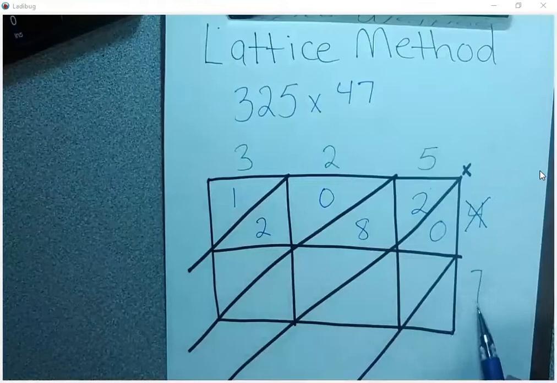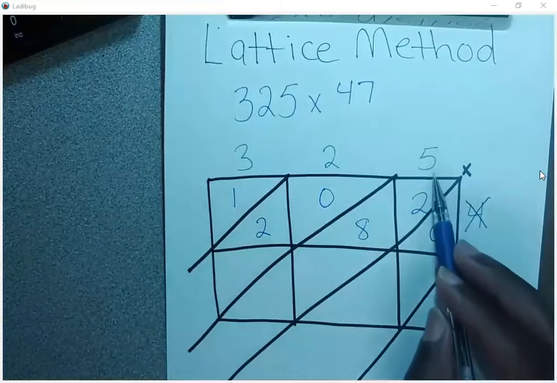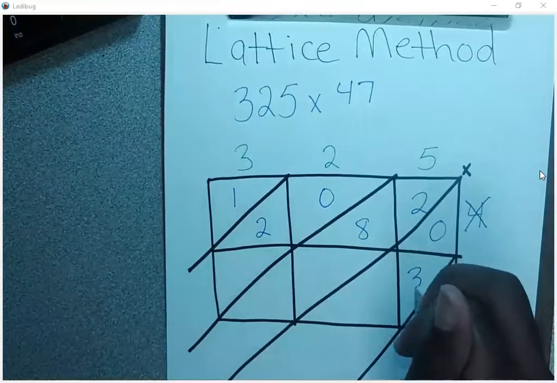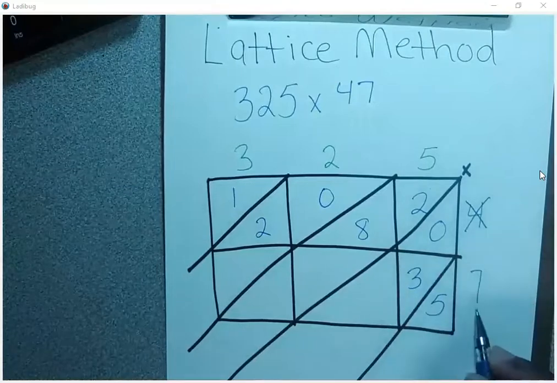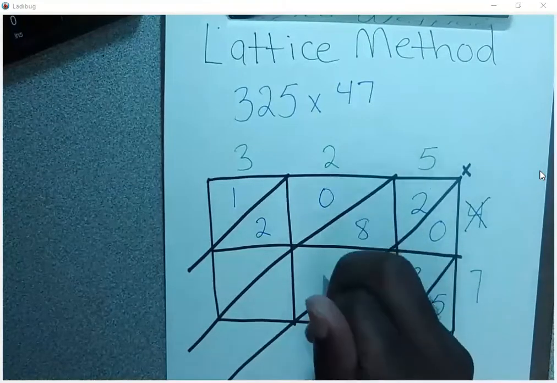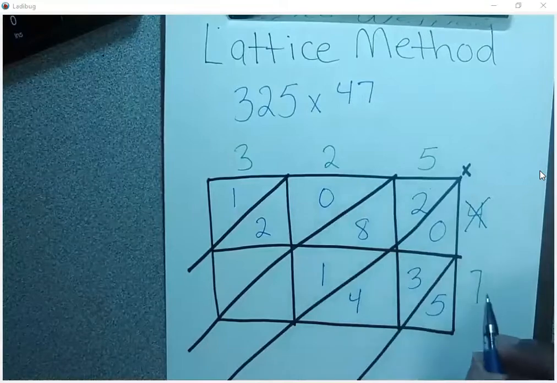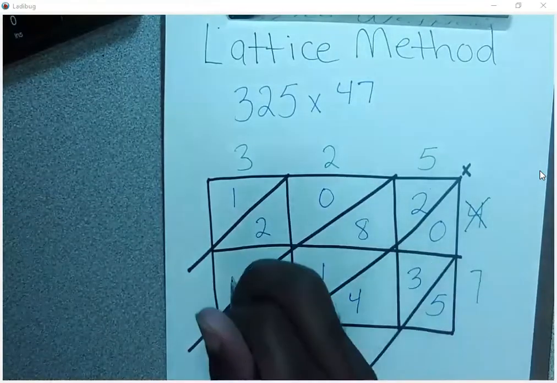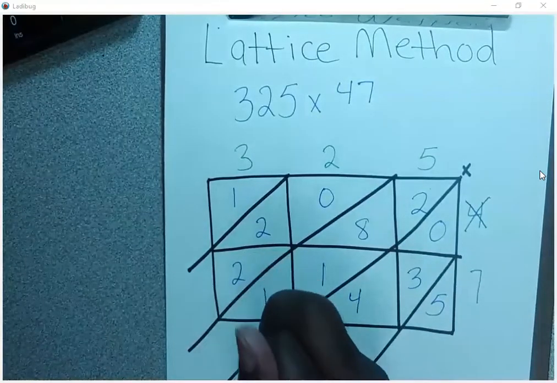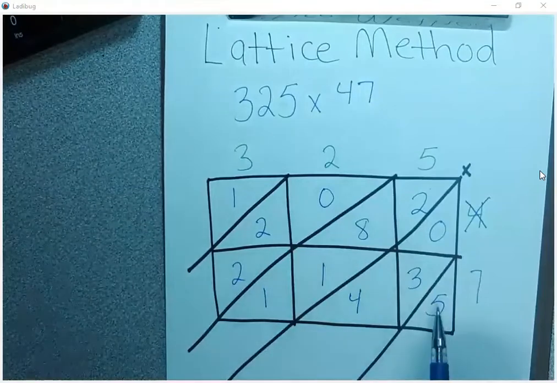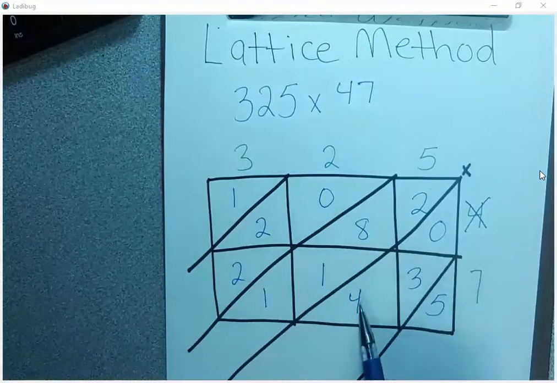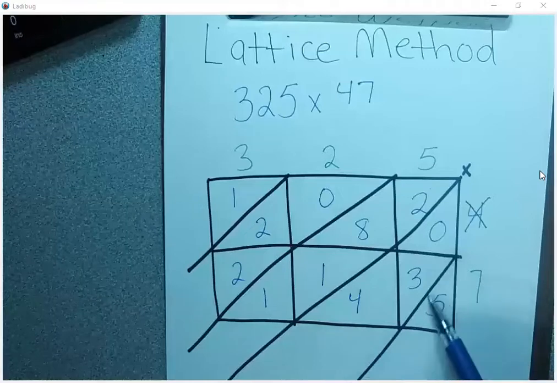Now I'm going to go down to my 7. 7 times 5 is 35. 7 times 2 is 14. 7 times 3 is 21. Now that I have all my triangles filled with numbers, I'm now going to add them together diagonally.